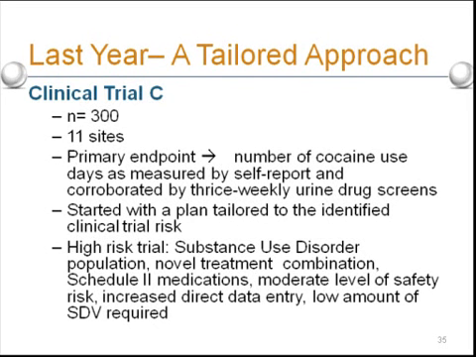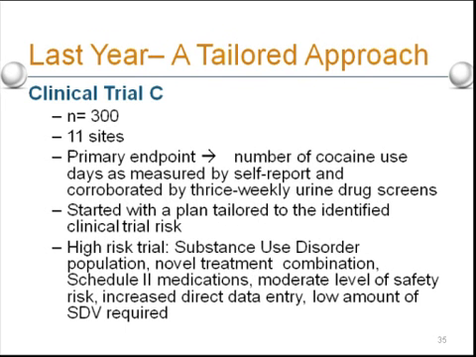Clinical Trial C was a little bit smaller, 300 participants at 11 sites. They had a somewhat complex plan, but we also needed to evaluate quite a few data points in order to ascertain the primary endpoint. We started with a more tailored plan, and we identified that clinical trial risk in order to make the plan. We looked at it as a high-risk trial.